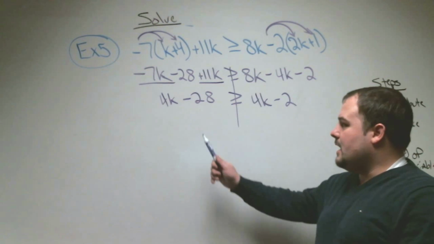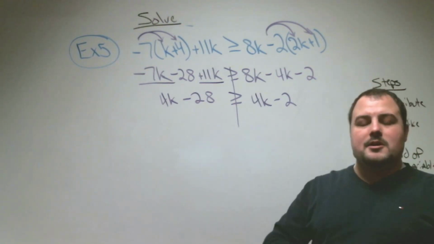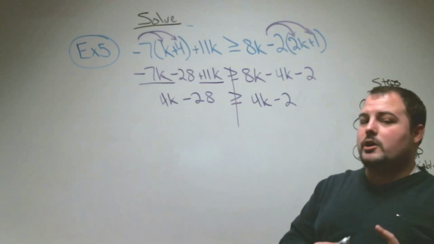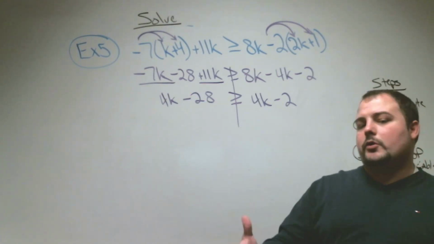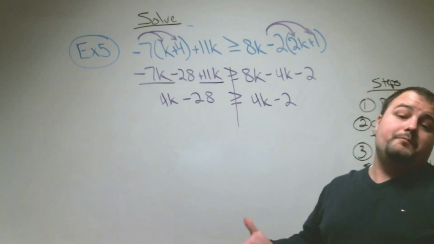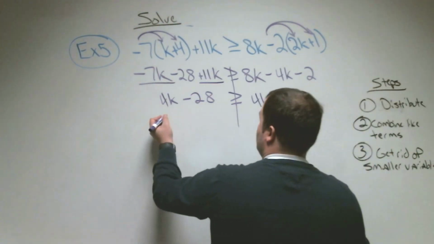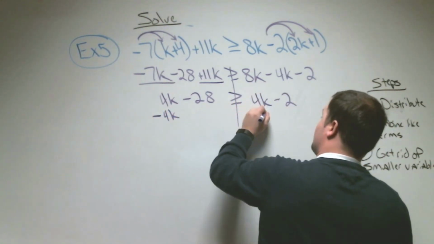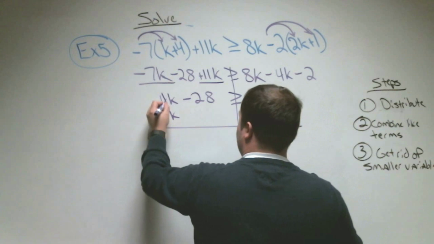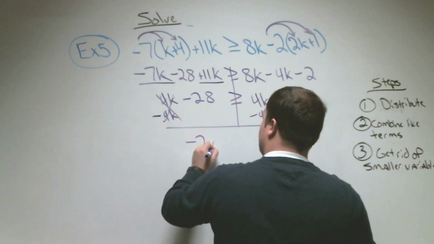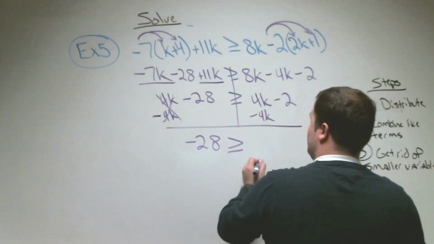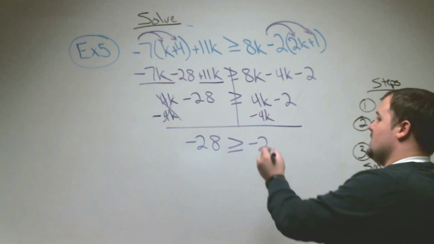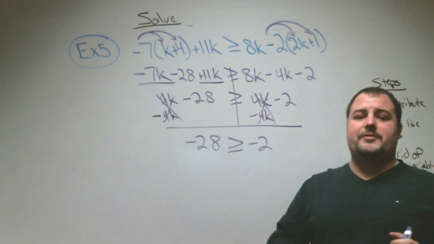Notice right now that we have 4k and we have 4k. So if we go to our next step after combining like terms, which is get rid of the variable that's smaller, we're going to see something that happens. Because both of these variables are the same, we have to get rid of them. So to get rid of 4k, we subtract 4k. And if we subtract 4k from one side, we subtract 4k from the other. This cancels out. We have negative 28 is greater than or equal to negative 2. Because on both sides, a 4k minus 4k is nothing.